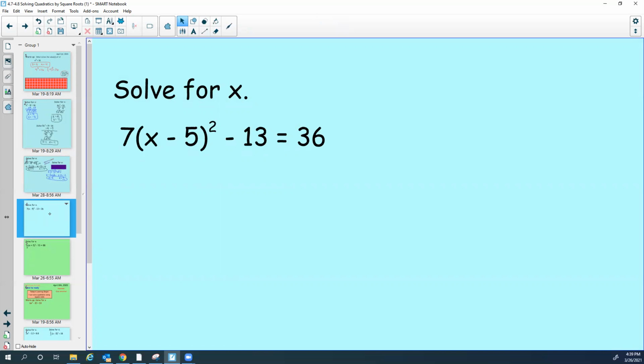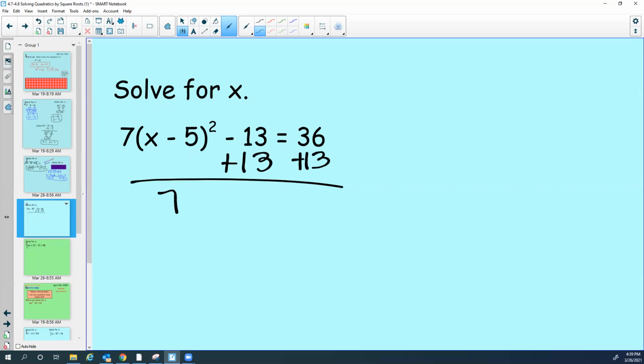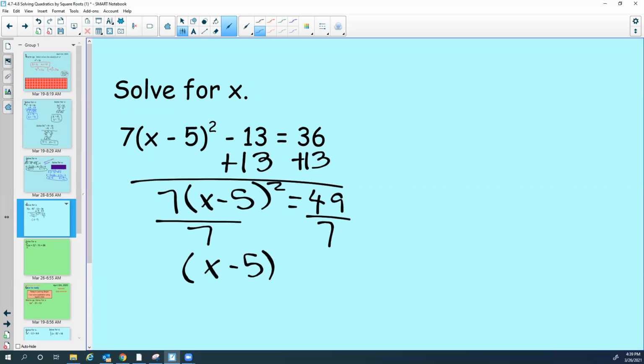Okay. All right, I see that x minus 5 squared. I want to get that alone, so I need to deal with the 7 and the minus 13. I think I'm going to deal with the minus 13 to start. 7 times x minus 5 squared equals 49. Divide both sides by 7, and I get x minus 5 squared equals 7.